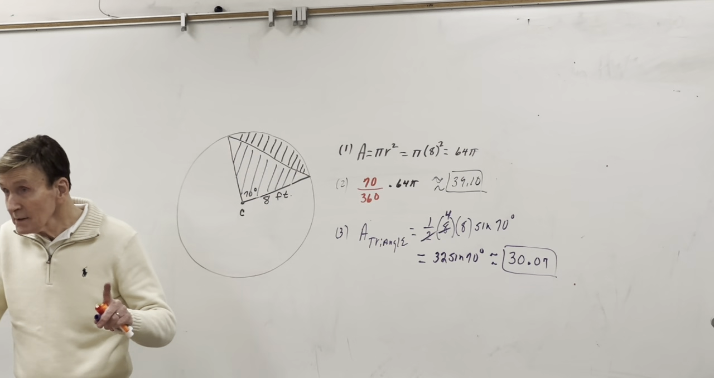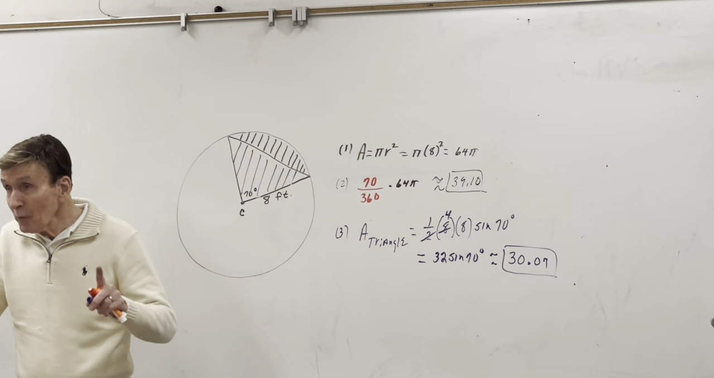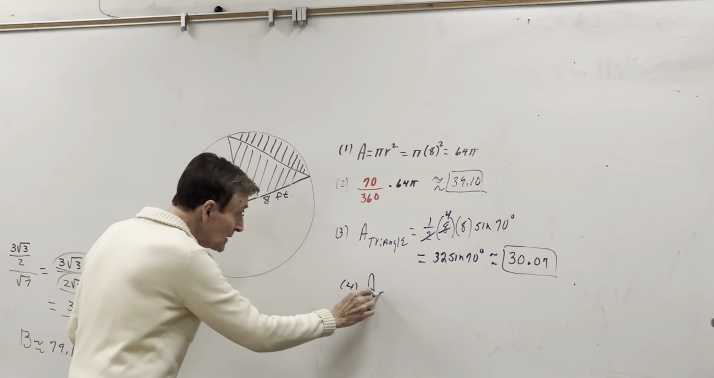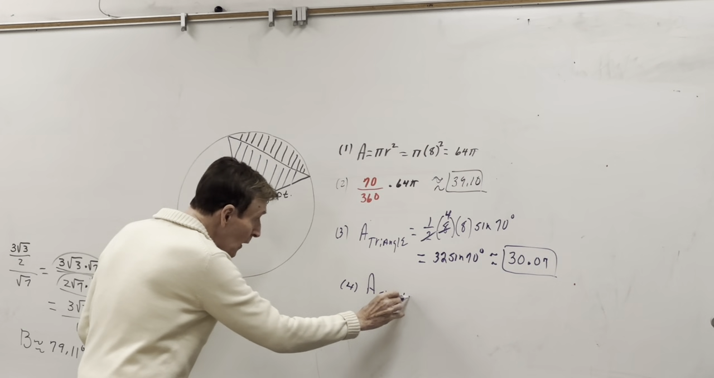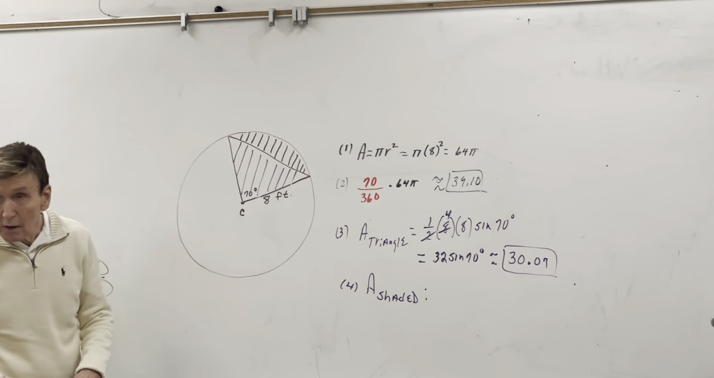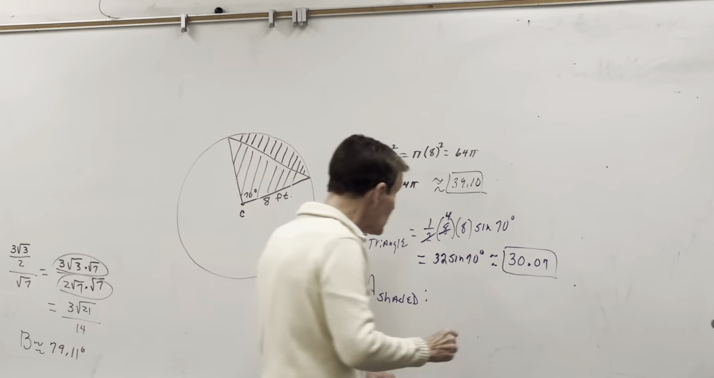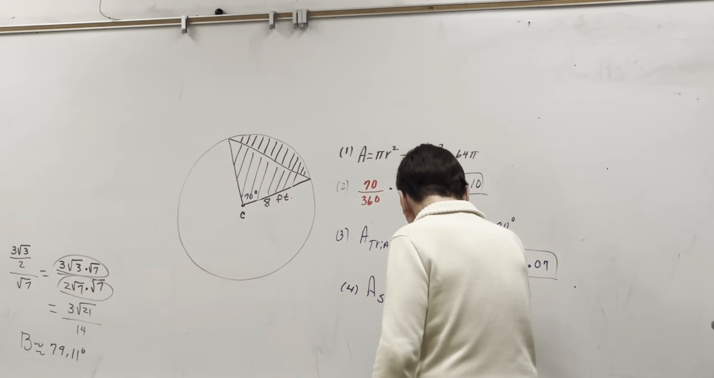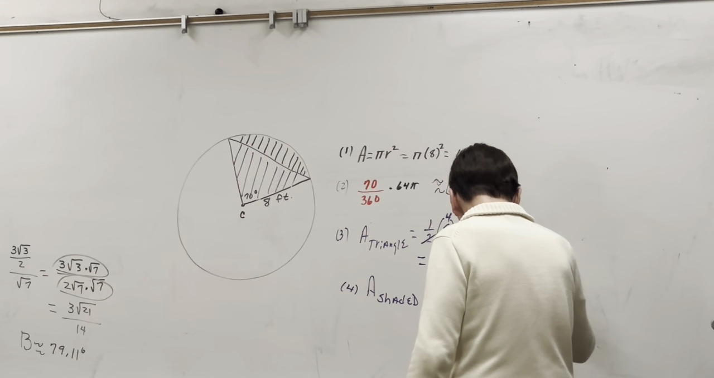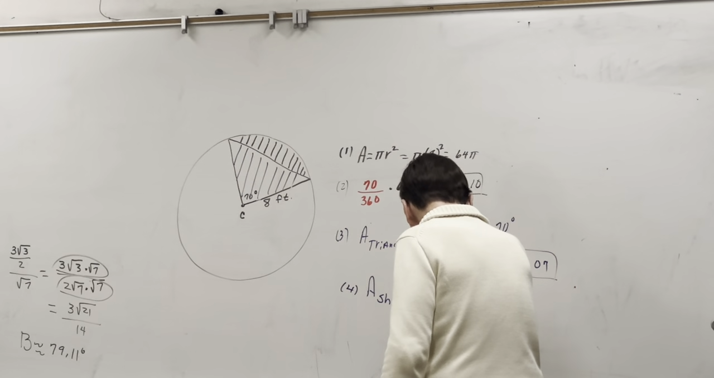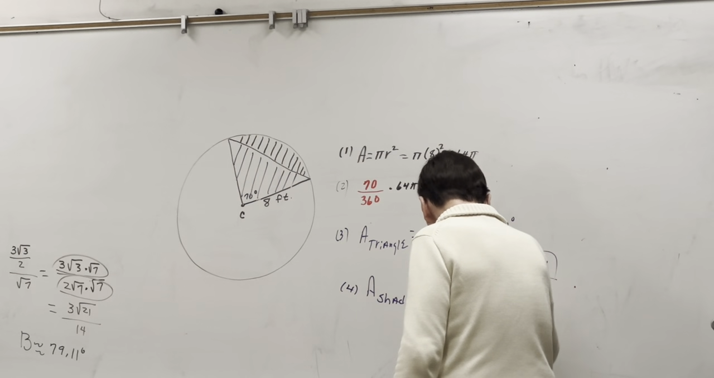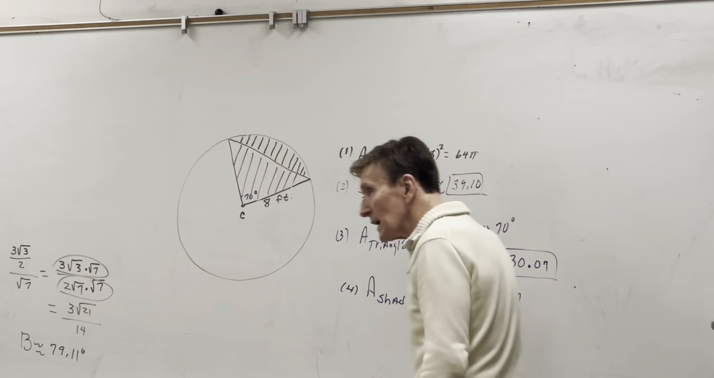Do we follow so far, guys? Now, what should I do to find what they really wanted? That's number 4. They want the area of that little shaded region. What am I going to do? It's 39.10 minus the 30.07 that she gave me. 9.03. Beautiful. There's the answer.